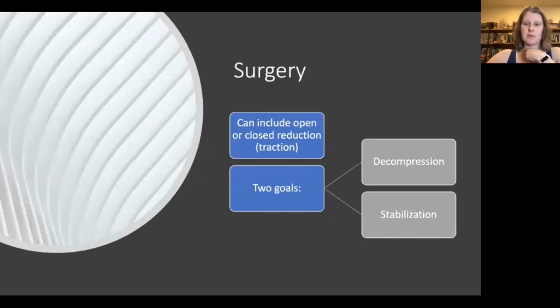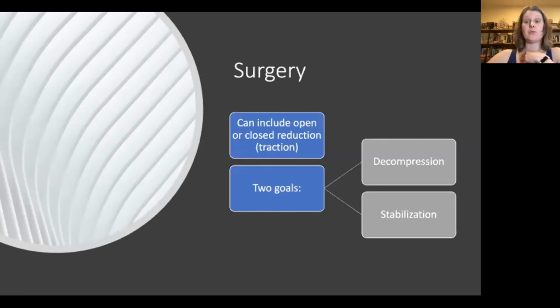So now that we've talked about some of the really important medical management in spinal cord injury, let's talk about some of the surgical stuff. Surgery does have a role in most, but not necessarily all, spinal cord injury, and many of these will be associated with a fracture. And for purposes of this, I will include certain closed reduction procedures like traction in with the classification of surgery because it does have similar goals.